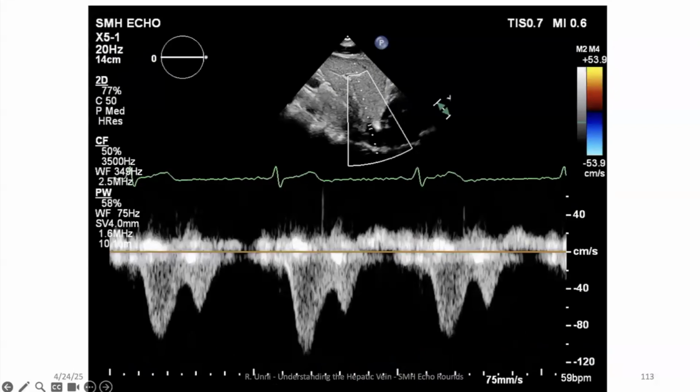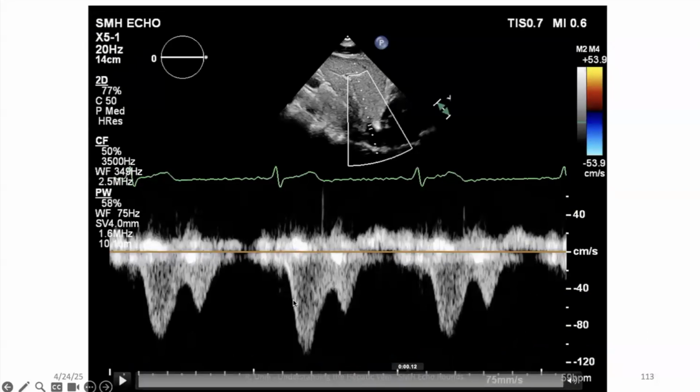I'm going to share with you another one of my personal hepatic vein pictures here. So this is my hepatic vein at rest. I have the same thing. You have your A wave, you have an S and a D, and then before the next cardiac cycle, you have a little bit of extra flow.